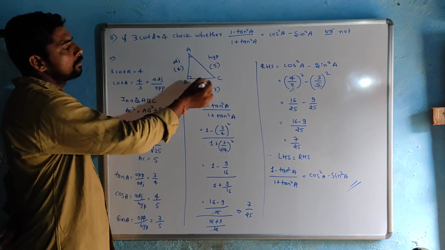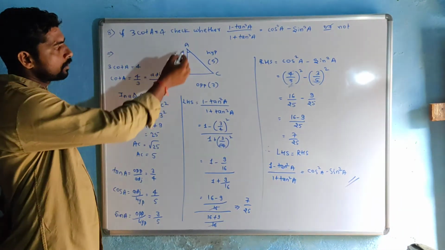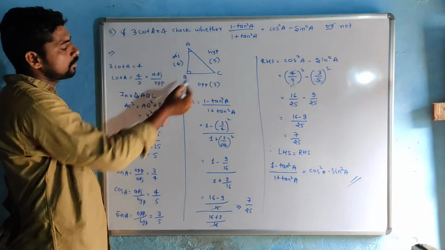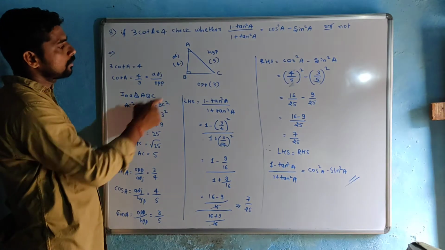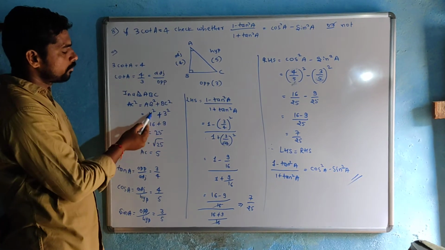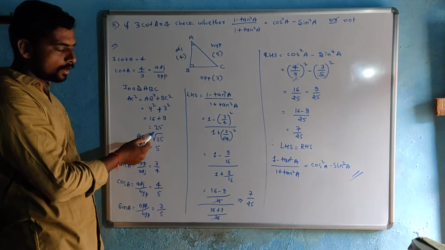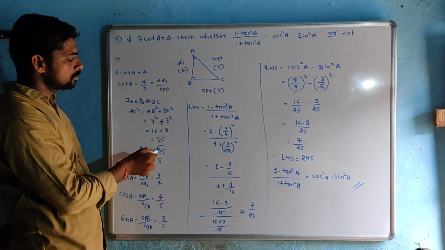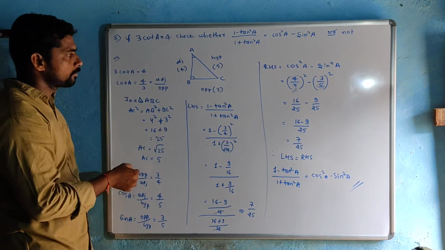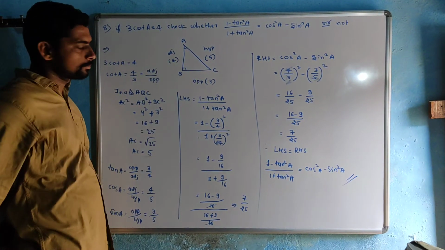In triangle ABC, it is a right triangle. By applying Pythagoras theorem, AC square is equal to AB square plus BC square. See here, AB is 4 square, BC is 3 square. 4 square is 16, 3 square is 9. 16 plus 9 is 25. Square goes to square root. AC is equal to square root of 25, which is 5. Therefore hypotenuse side AC is 5.